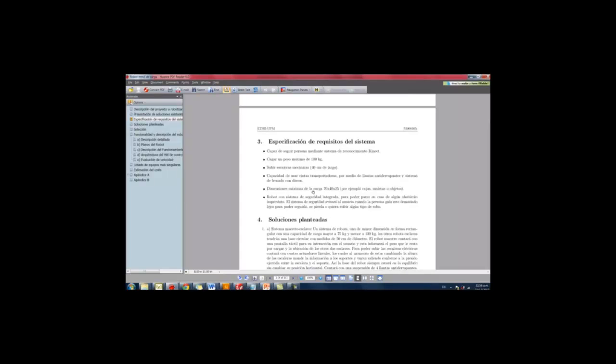About the specifications for the robot, the dimensions of the loads will be 70 cm long, by 40 cm wide, by 25 cm high, with a maximum weight of 100 kg for the master robot and 50 kg for the slave robot.